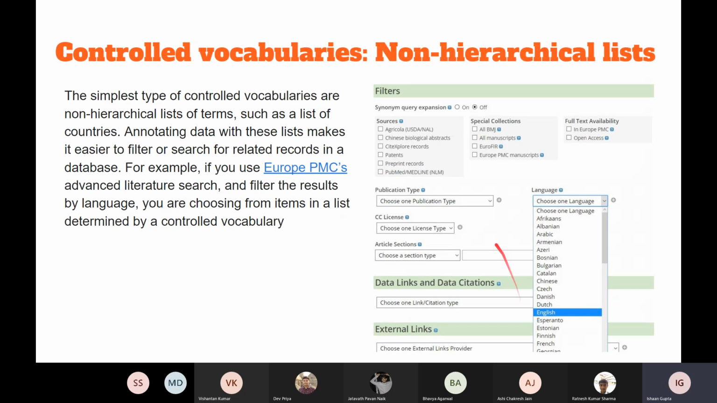So typically these controlled vocabularies form non-hierarchical lists. You have all looked at non-hierarchical lists. For example, when you are asked to choose a language, this is a non-hierarchical list, right? There are no hierarchies here. These are just names. Just like that, when you went to your Ensembl database, you could see that it was a non-hierarchical list where each of the species that was sequenced was given, and so on and so forth.